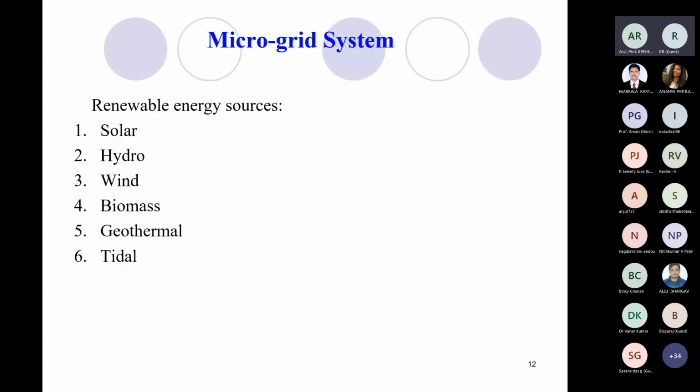Okay, no question. So as I have already mentioned, these are the renewable sources. By using one or more than one of these, we can form a microgrid. So here I am going to talk about wind power extraction using an induction generator.